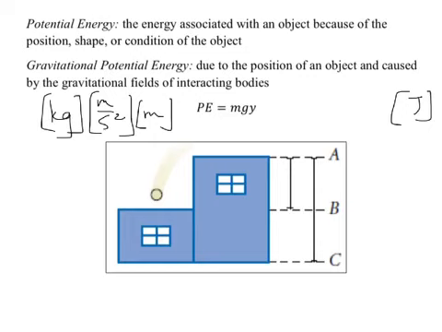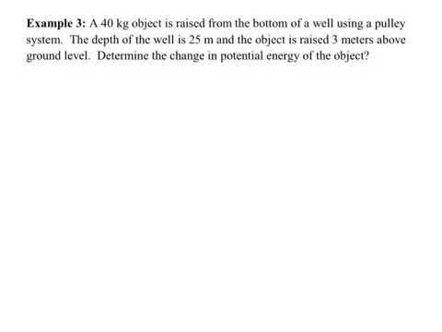Let's take a look at our next example. A 40 kilogram object is raised from the bottom of a well using a pulley system. So you've got a pulley, you're lifting up, object moves out of the well. The depth of the well is 25 meters and the object is raised 3 meters above ground level. Determine the change in potential energy of the object. So in these examples, it might be useful to draw a diagram. So here's your well. Here's the lip of the well.